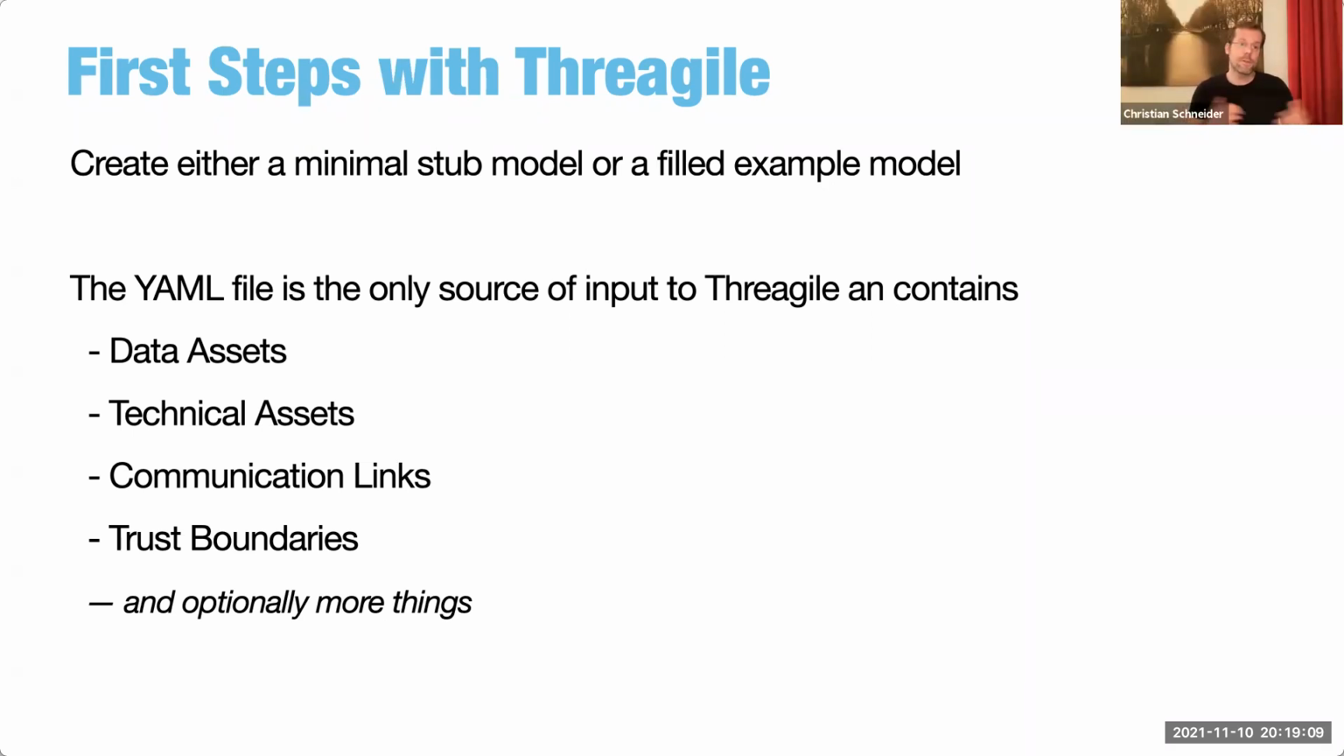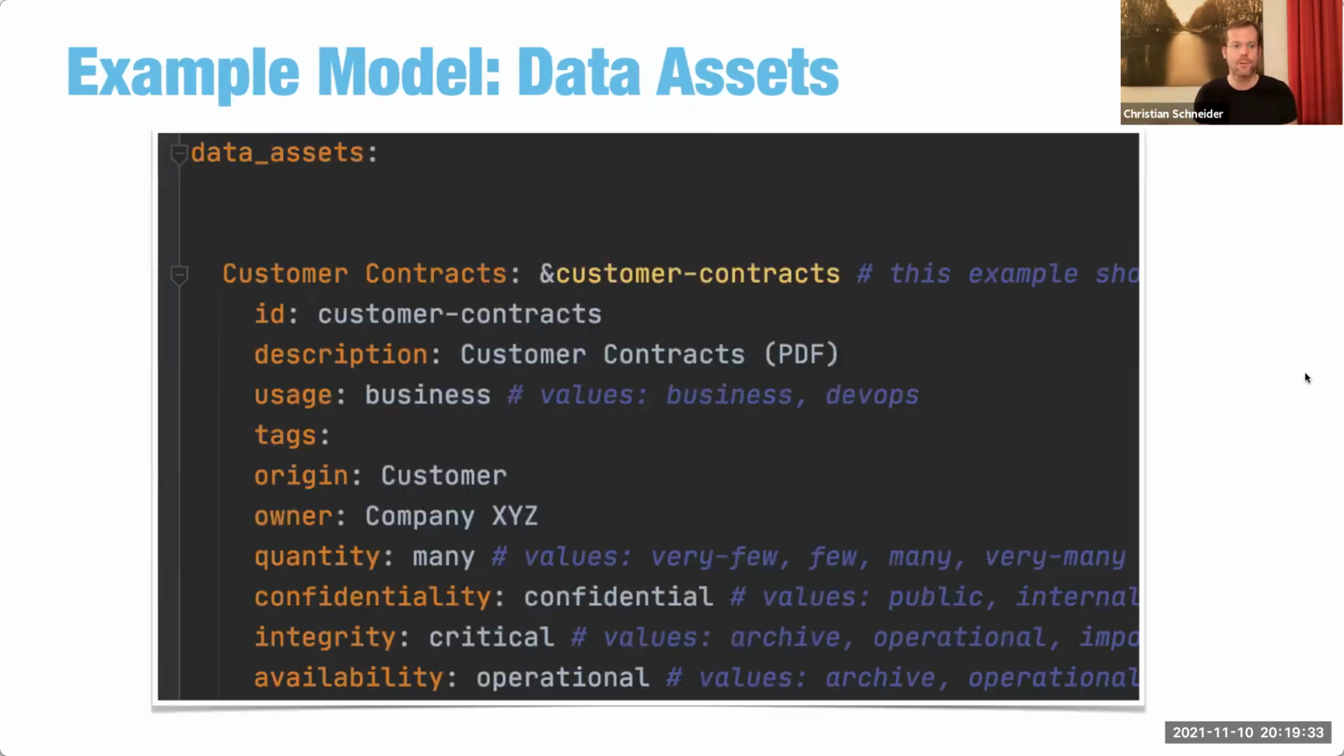Nice. So what are the first steps with Threagile? Either you create a minimal stub model and evolve on that. So you can use the stub model provided to have a starting point, or you can use the example model just to have something to play with and see how it works. At the end, your YAML file should contain your data assets, your technical assets, the communication links, and the trust boundaries. And then you execute Threagile on that.